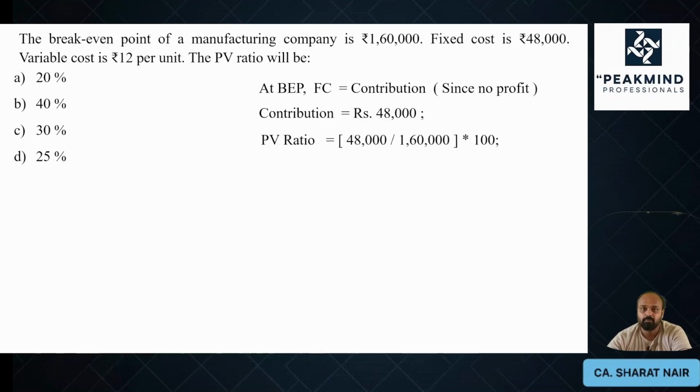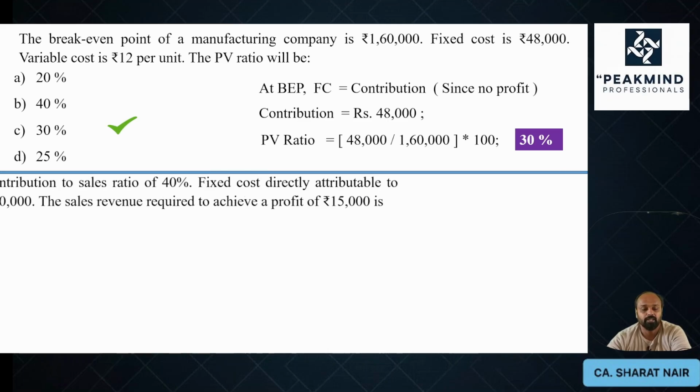Now the PV ratio will be what? Contribution divided by 1,60,000 into 100. So my answer is 30%. So option C is the correct answer. Moving to the next MCQ.